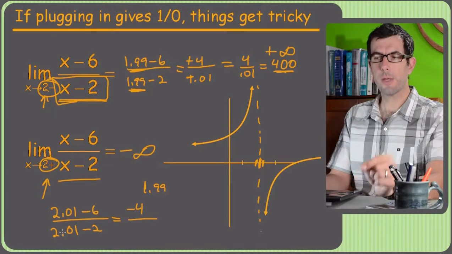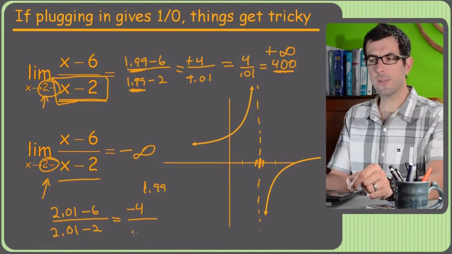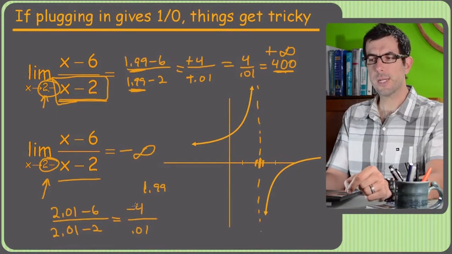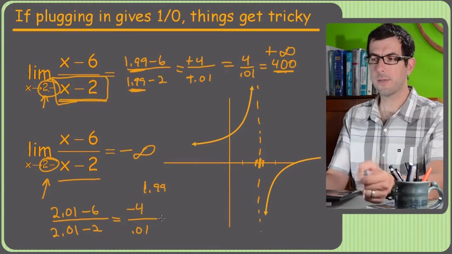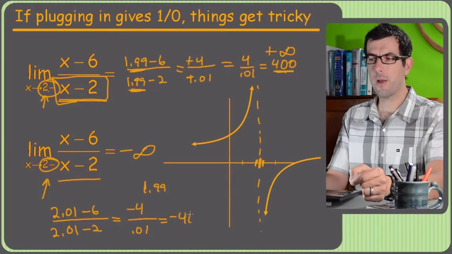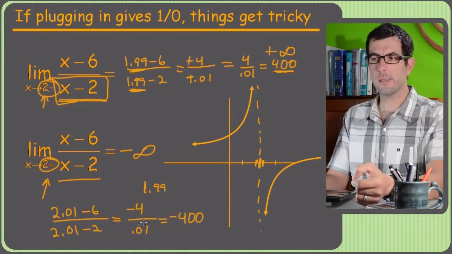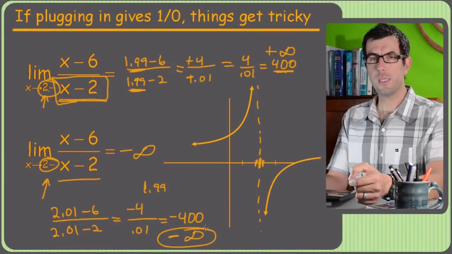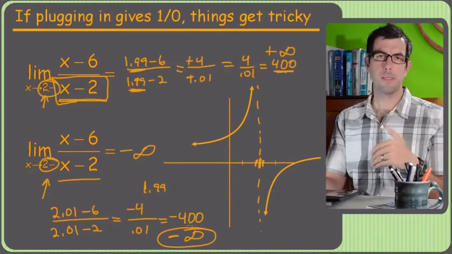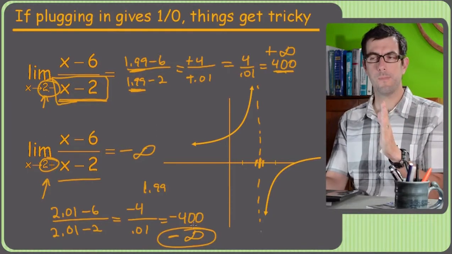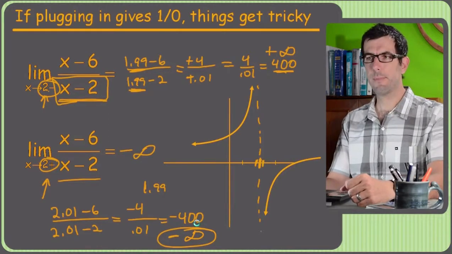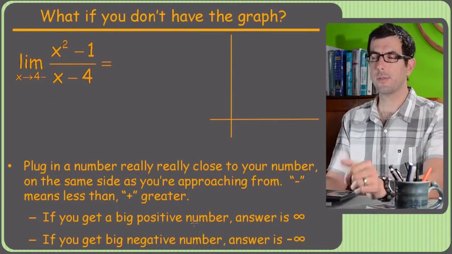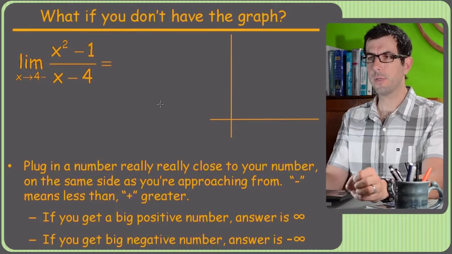But downstairs now, I'm going to get 2.01 minus 2, which is just 0.01, right? So I have a negative sign upstairs still, but I now have a positive tiny number downstairs, which means I'm going to get negative 400 in this particular case. So you notice I have a big negative number. That means my limit is negative infinity. Once again, your limit is either plus infinity or minus infinity on either side of an asymptote. You just got to figure out which. And plugging in tiny numbers is a great way to go, or numbers that are really close to the asymptote.